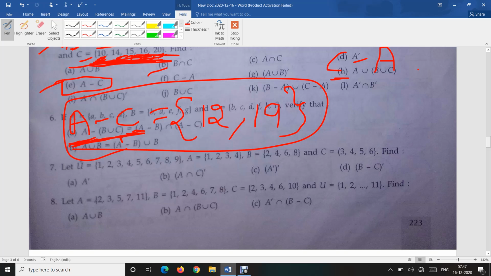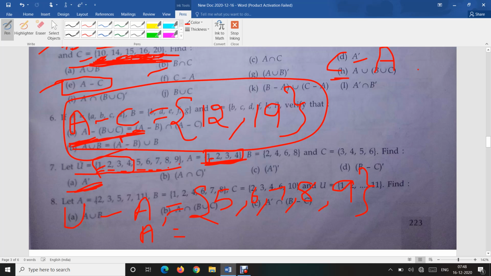See question number 7. Here you have to find A complement, and this is the set A, this is the set U. If you want to find A complement, then you have to subtract set A from the U set, the universal set. Now you can see 1 is present in set U and also present in set A. That means we separate the common elements 1, 2, 3, 4. These are the common elements in both the sets. Now you are left with 5, 6, 7, 8, 9. That means universal set minus set A is equal to 5, 6, 7, 8, 9, and this will be the A complement: 5, 6, 7, 8, 9.